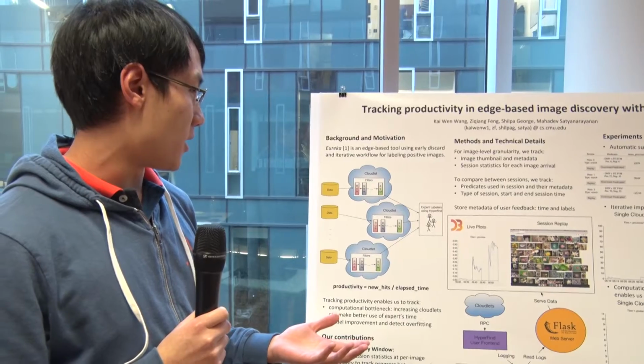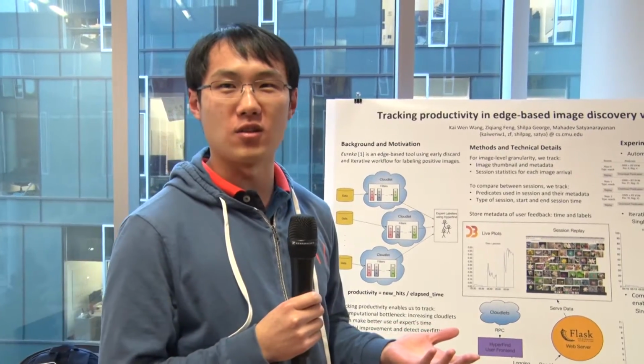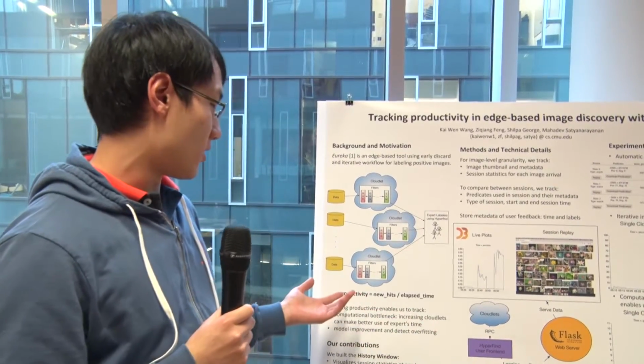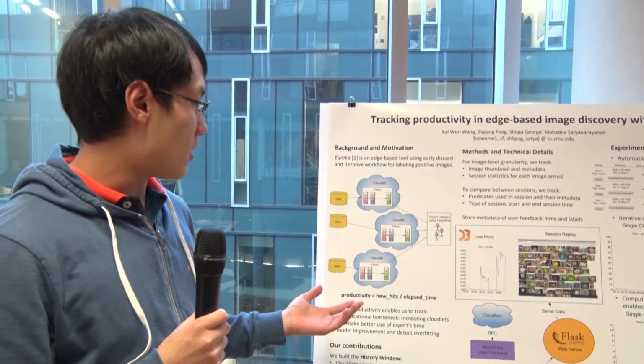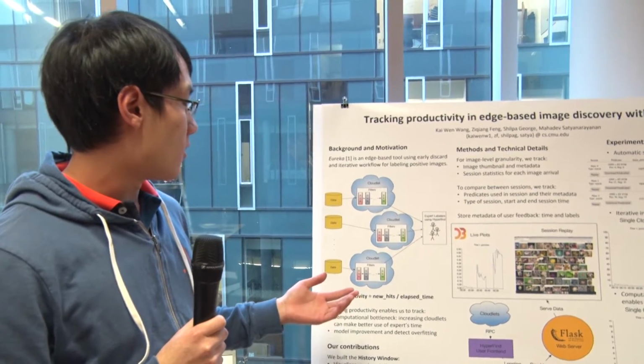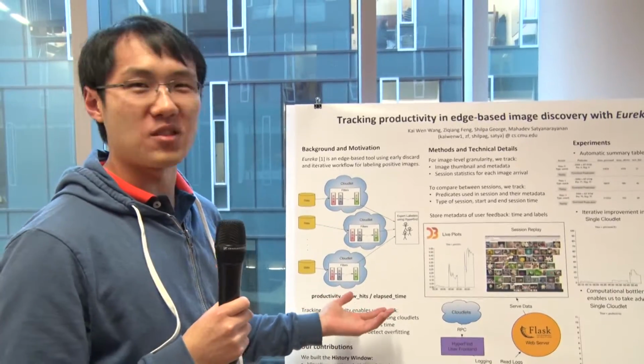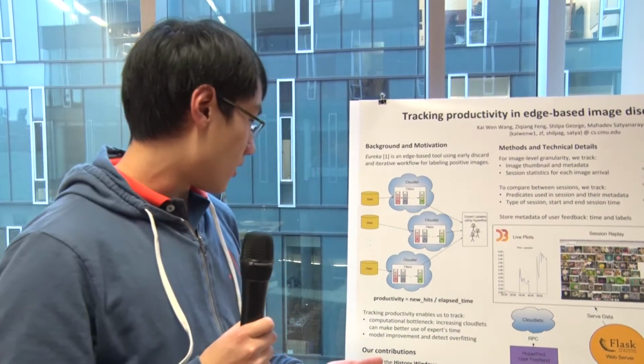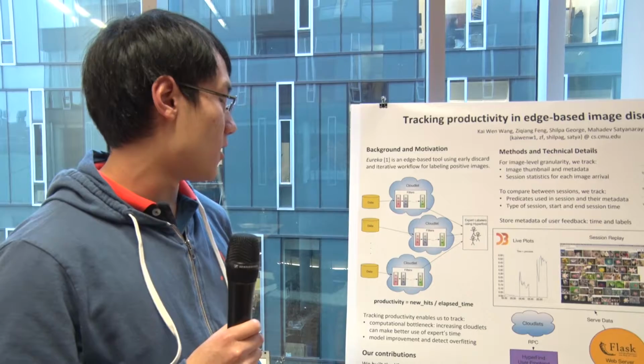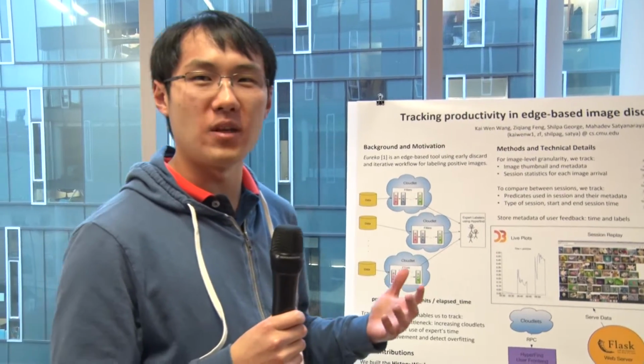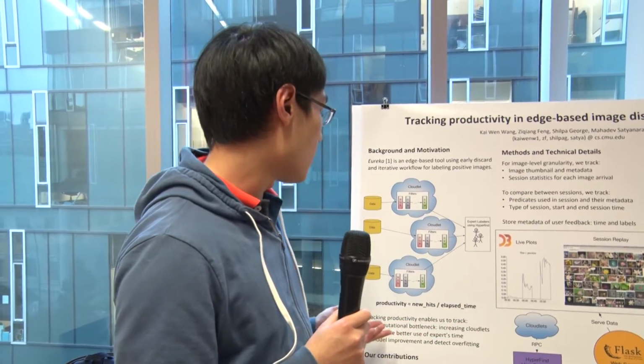As part of this process, we can measure the productivity of a user by looking at this equation here. The productivity can be defined by the amount of actual whales, let's say, you labeled over the amount of elapsed time. And tracking productivity is very important because in the initial iteration of Eureka, it was actually very hard to track your productivity during this process of using Eureka. Namely, tracking productivity allows the expert to be aware of two things in particular.